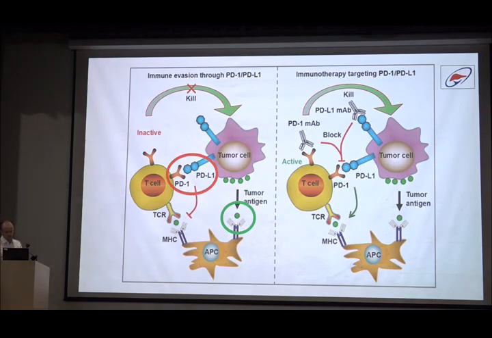And what the checkpoint inhibitors do is that they block these molecules: the PD1 monoclonal antibodies such as nivolumab block PD1 on the T cell, or the PDL1 monoclonal antibodies such as durvalumab block the PDL1, which will inhibit the interaction of the PD1 and the PDL1. By inhibiting this interaction, the T cell will remain active and will be able to kill the cancer cells.